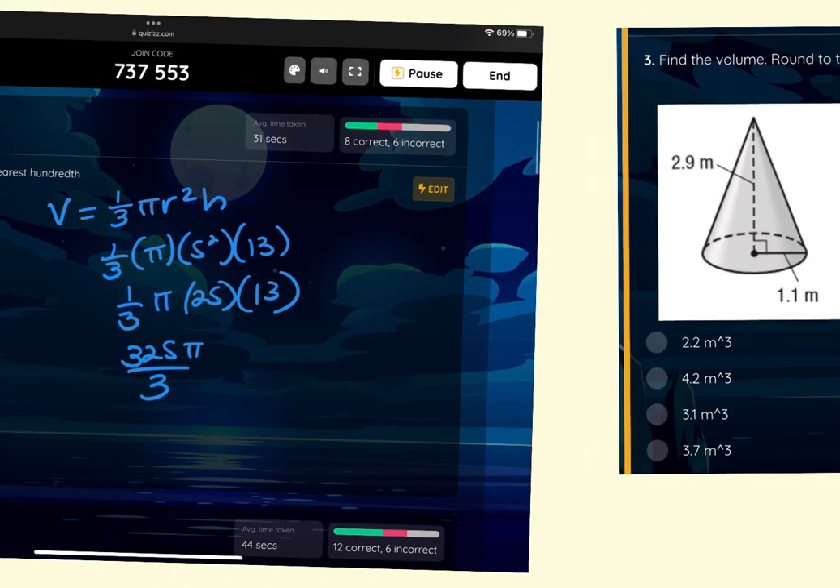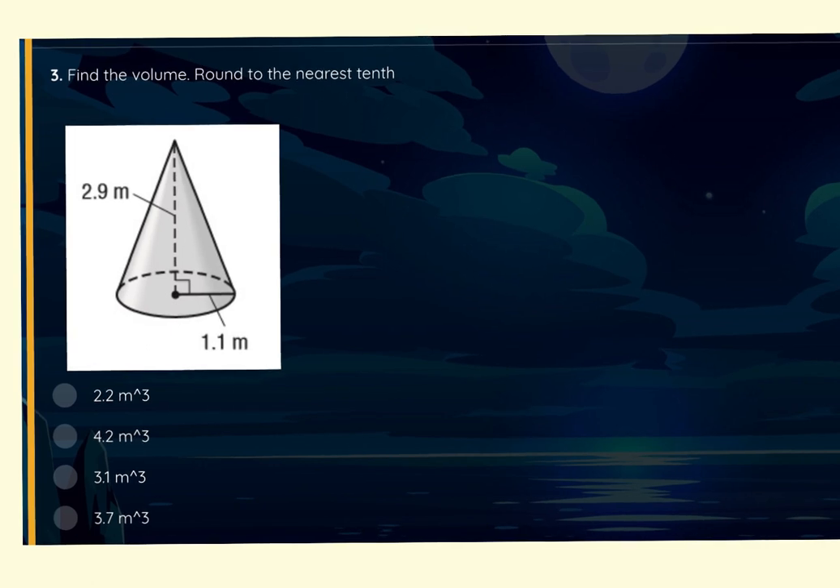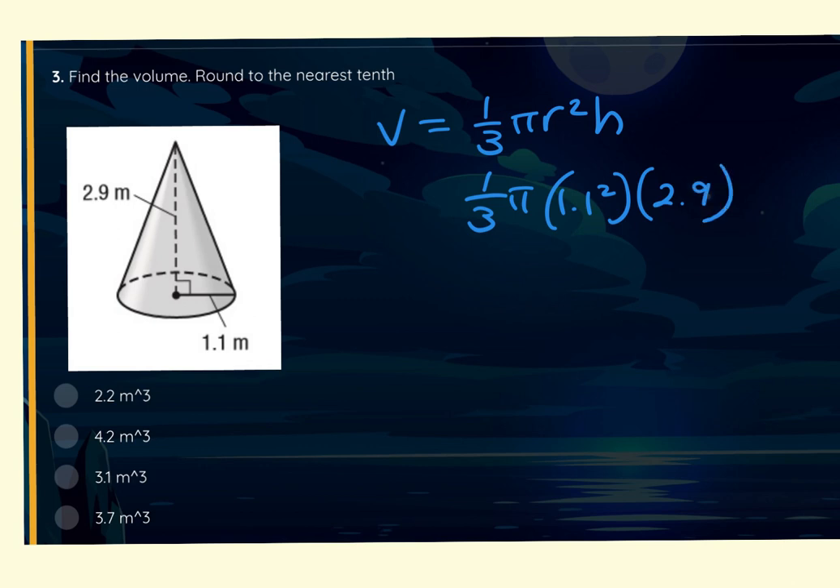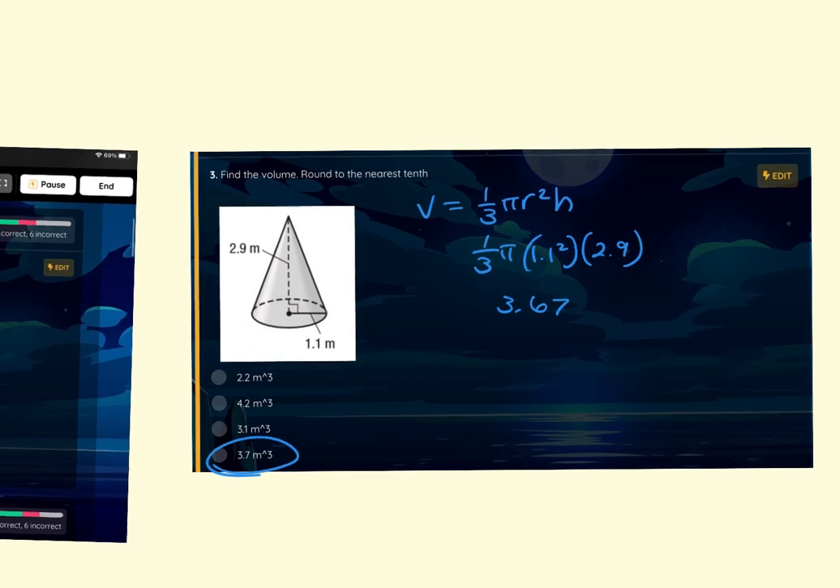Do you have to use the slant height in that one? No, you use slant height for area of a cone, not volume. So this one, again, volume of the cone, 1/3 pi r squared, height. The radius is 1.1 and the height is 2.9. Multiply that all out, 1.1 squared is 1.21 times 2.9 times pi divided by 3. And it's actually 3.67, which rounds to 3.7.